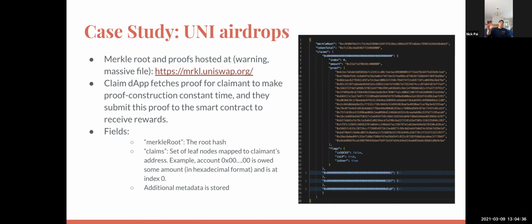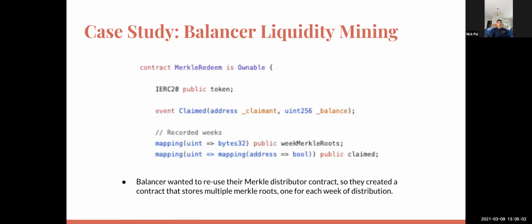But imagine that a giant dictionary of claims is hosted on the website. What the dApp did was it detected your claimer address, and it fetched this proof from this website, and it submitted that proof into the smart contract, and the smart contract was able to essentially check off that your claim happened, and then it sent you UNI.